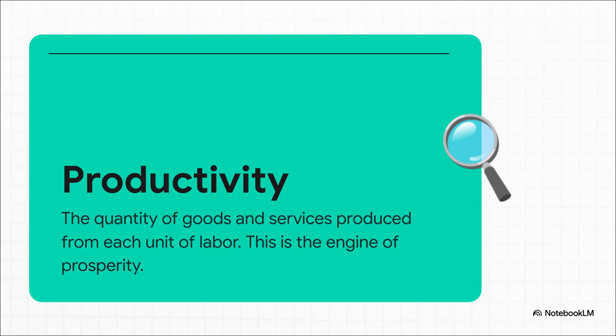It's that simple. It's just the amount of stuff, goods and services, that a worker can produce in a certain amount of time. That's the whole game. If you want to understand why living standards are so different around the world, you absolutely have to understand what makes one country more productive than another. It's the engine that drives the entire economy.